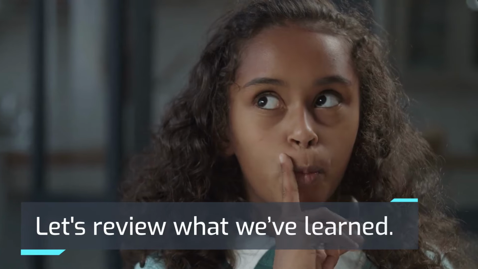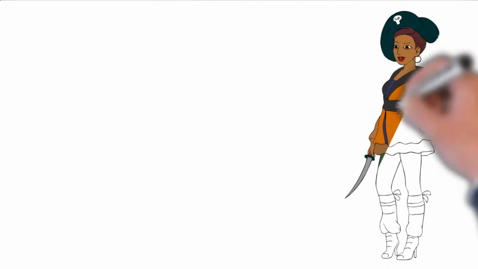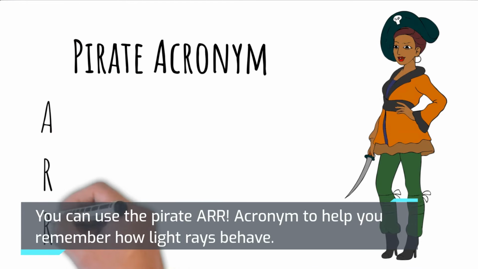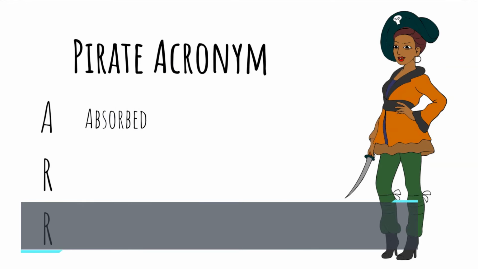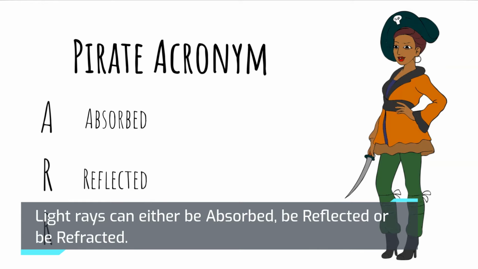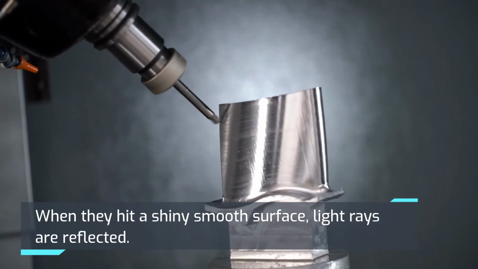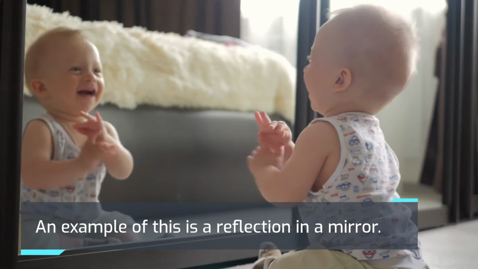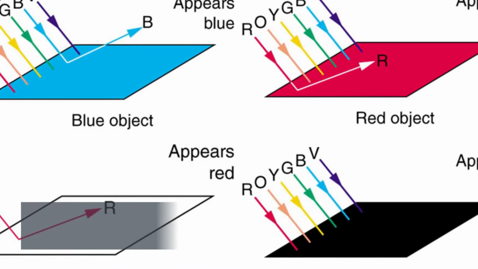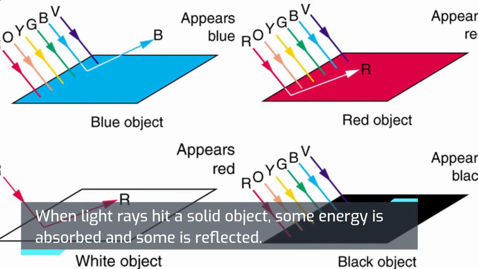Let's review what we've learned. Light rays travel in a straight path. You can use the Pirate R acronym to help you remember how light rays behave. Light rays can either be absorbed, be reflected, or be refracted. When they hit a shiny, smooth surface, light rays are reflected. An example of this is a reflection in a mirror. When light rays hit a solid object, some energy is absorbed and some is reflected.